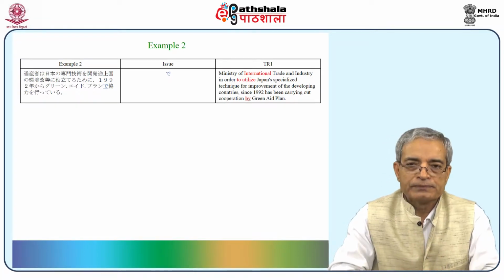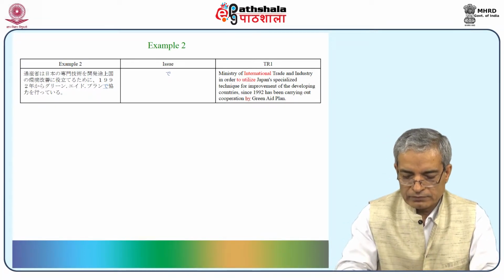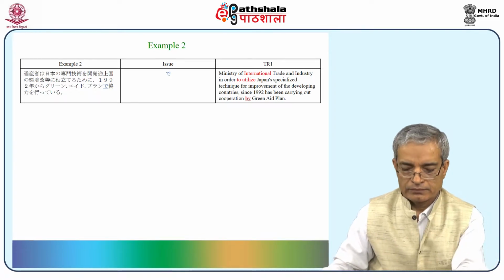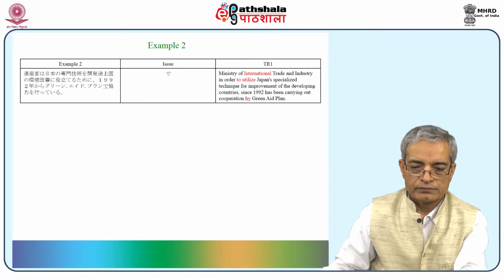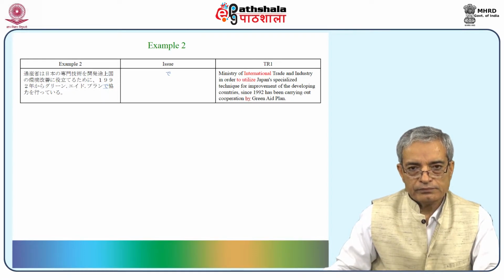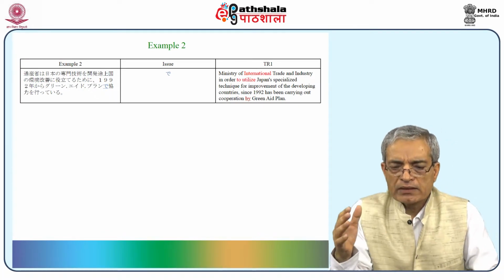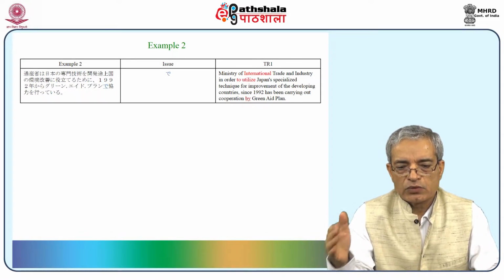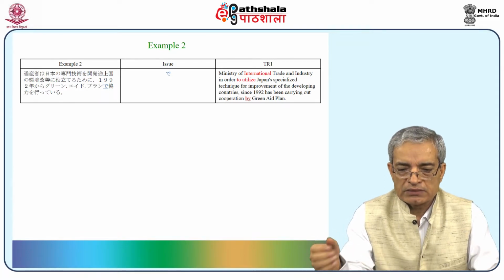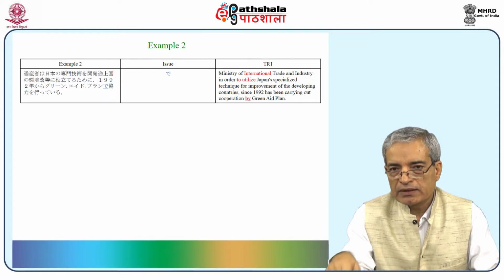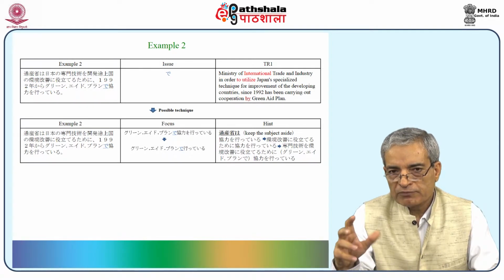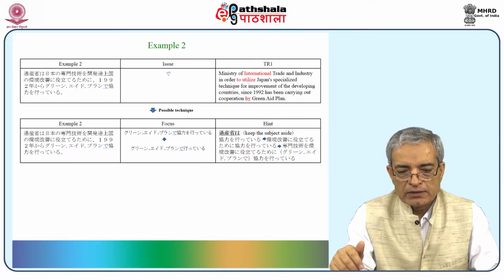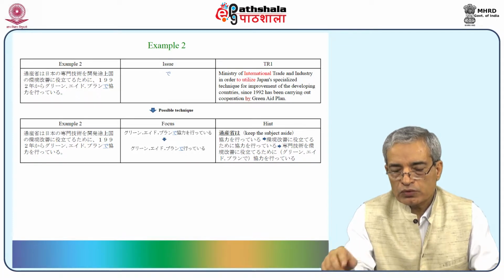read the translation? First translation is Ministry of International Trade and Industry, in order to utilize Japan's specialized technique for improvement of the developing countries, since 1992 has been carrying out cooperation by Green Aid Plan. There are some minor errors like Ministry of International Trade and Industry. This is the old name. Then in order to utilize, there's an issue here. And 'de' is translated here as 'by'. Now let's see some focus hints. Green Aid Puran de Kyoryoku o.